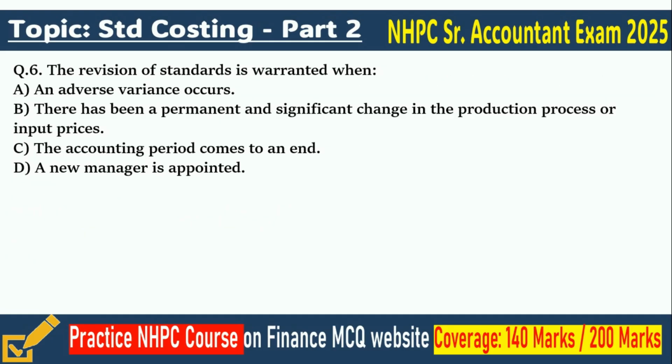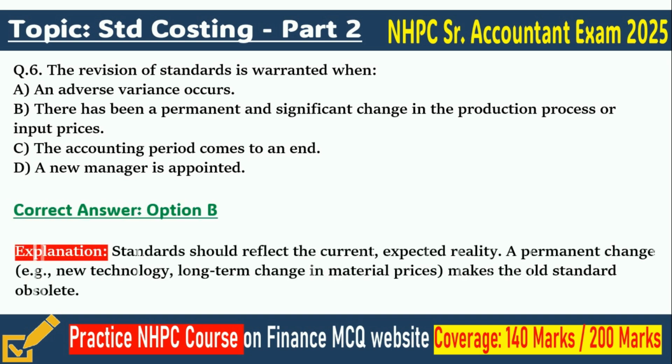The revision of standards is warranted when option A, an adverse variance occurs, option B, there has been a permanent and significant change in the production process or input prices, option C, the accounting period comes to an end, or option D, a new manager is appointed. So what should be the correct answer here, friends? So friends, the revision of standards is done when there's a permanent and significant change in the production process or input prices. The correct answer is option B.